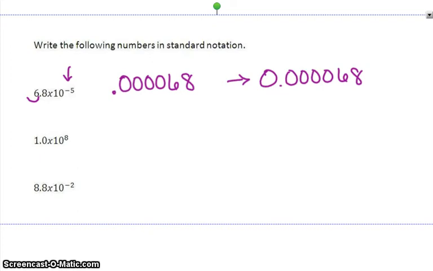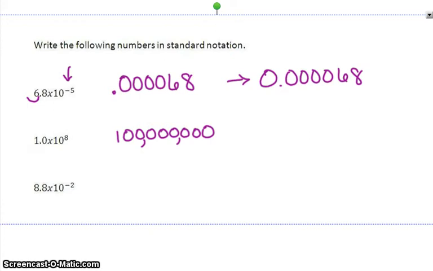Okay, second one, 1.0 times 10 to the 8th. It's a positive exponent. We should get a large number. So go ahead and write what you think that would be. I'm getting 100 million. The 8 exponent moves the decimal point 8 places. In this case, we ended up with 8 zeros, but that is not always the case.